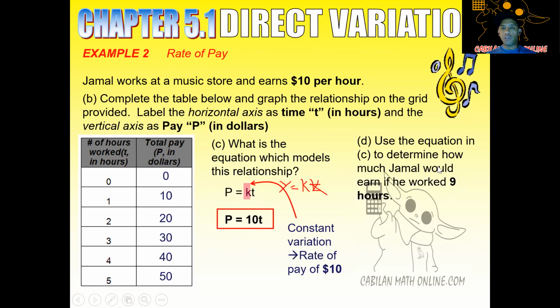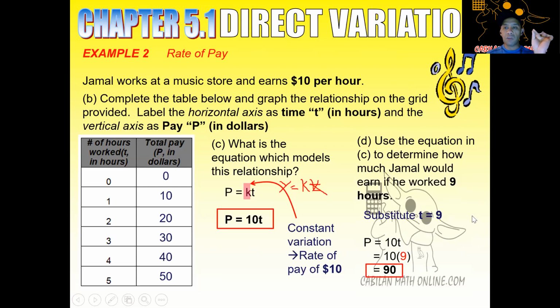Now, question D says use the equation in C to determine how much Jamal would earn if he worked 9 hours. All we're going to do is take this 9 and substitute it in for the T. Remember, when you substitute a number in for a variable, you put brackets around it, and it replaces the variable, which in this case is the letter T. Then 10 times 9 is 90.